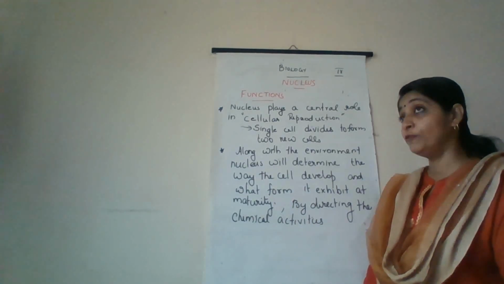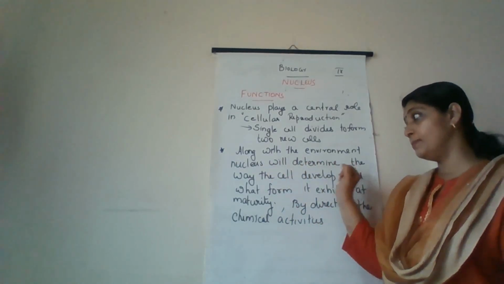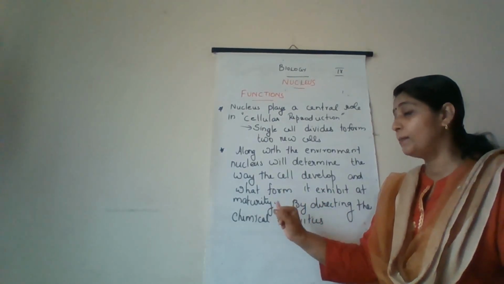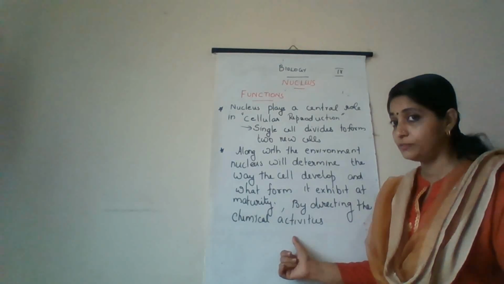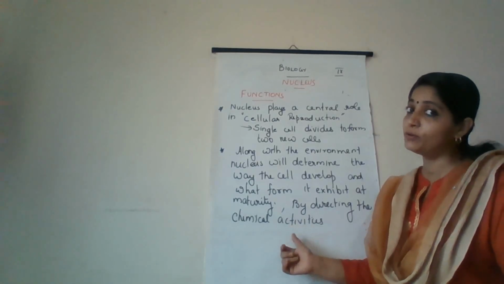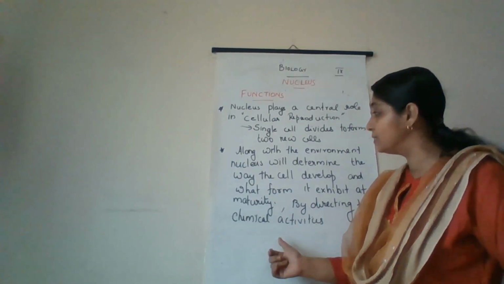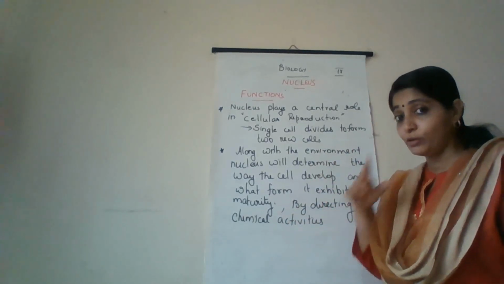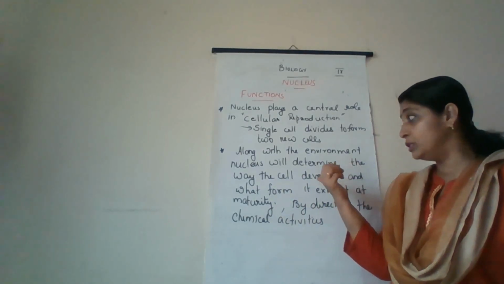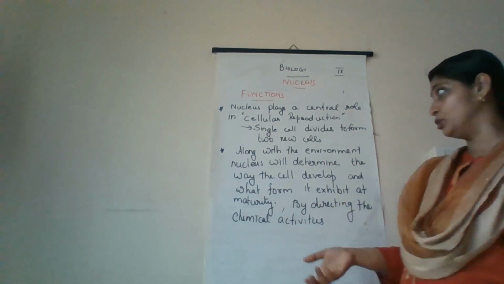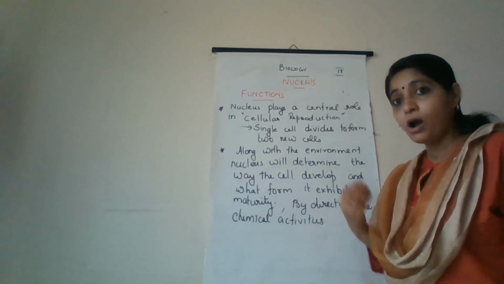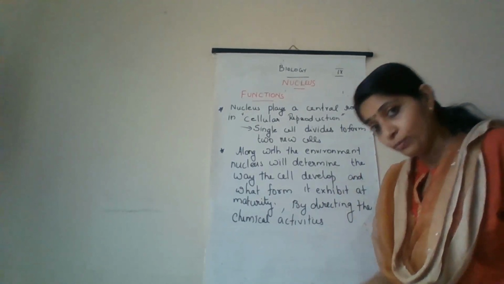The second function is, along with the environment, the nucleus will determine the way the cell develops and what form it exhibits at maturity by directing the chemical activities of the cell. By controlling the various chemical activities taking place inside the cell, the nucleus can determine this, along with the environment. Environment also plays an important role in determining what form a cell should take when it matures. So along with the environment, the nucleus will determine how the cell should develop and what form it should exhibit.